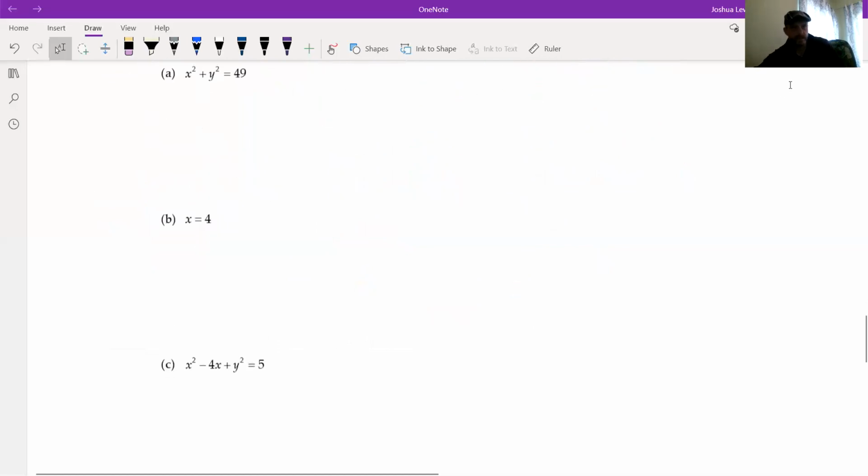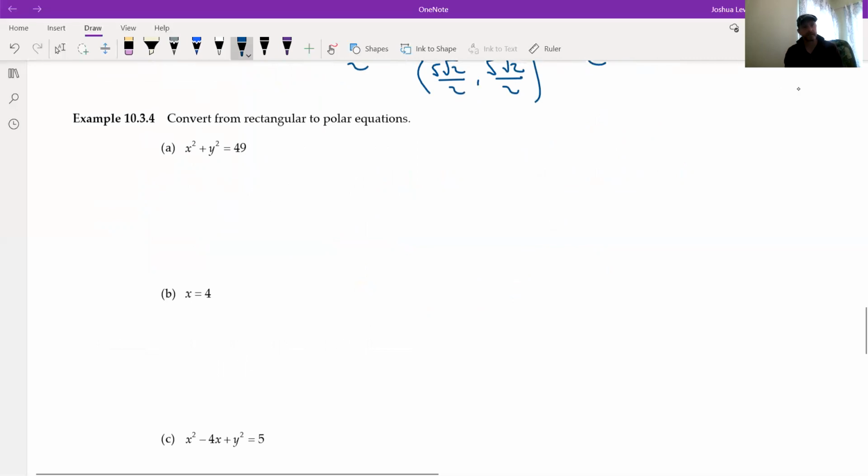So rectangular to polar equations this time. So x squared plus y squared equals 49. Well, we know that x squared plus y squared is r squared. So this is just r squared equals 49, which is just r equals, if we want our r's to be positive, 7. Oh, well, think about this. We know that x squared plus y squared equals 49 is a circle, and a circle has a constant radius, right? And what do you know? r equals 7, constant radius, okay?